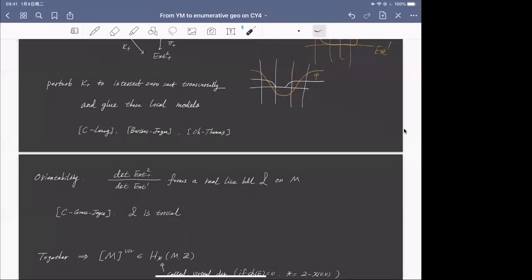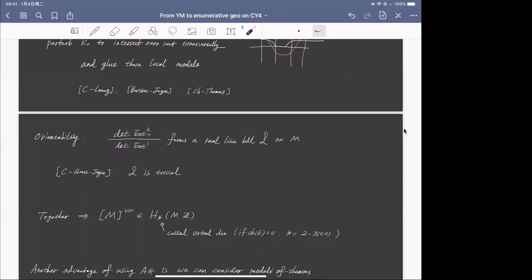This is the anomaly free condition in physics language. Actually, this is true for any Calabi-Yau fourfolds. So altogether, we cook up some virtual class in our moduli space. You can understand this as some manifolds in the moduli space of some constant dimension. This dimension is called the virtual dimension, which can be computed by Riemann-Roch.